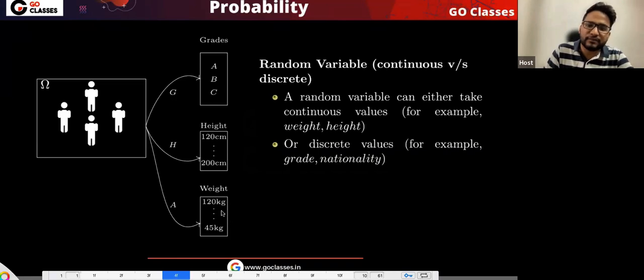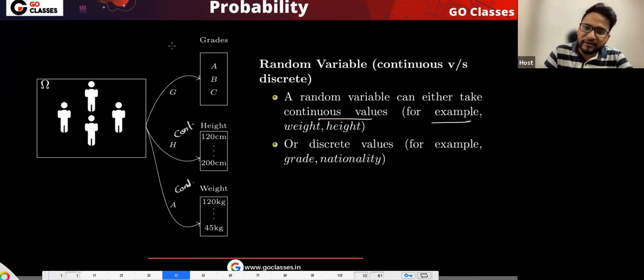Similarly, let's suppose weight is anything between 45 and 120 kg, which means you can take any value, maybe 45.1013. Whatever precision you like is okay. So you can take any values, then this weight is also a continuous random variable. As you notice, I have written, for example, weight and height. Weight and height are continuous values. That's why I will say that these are continuous random variables.